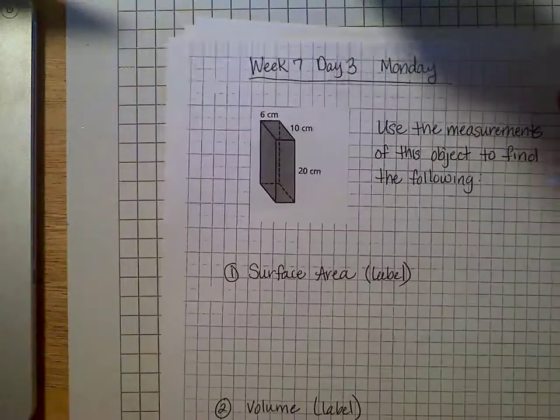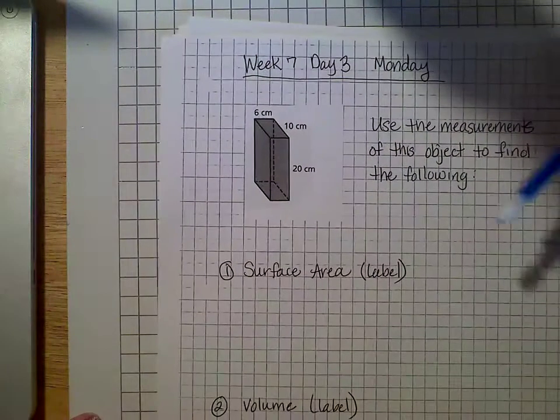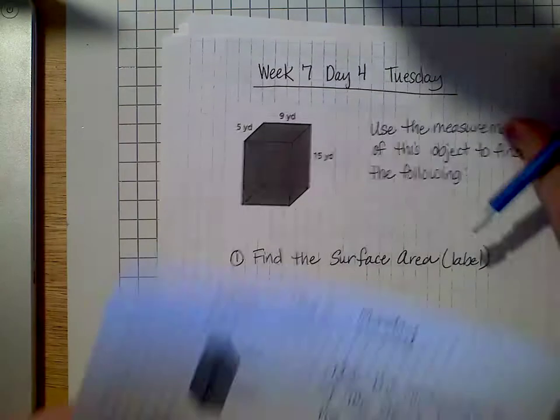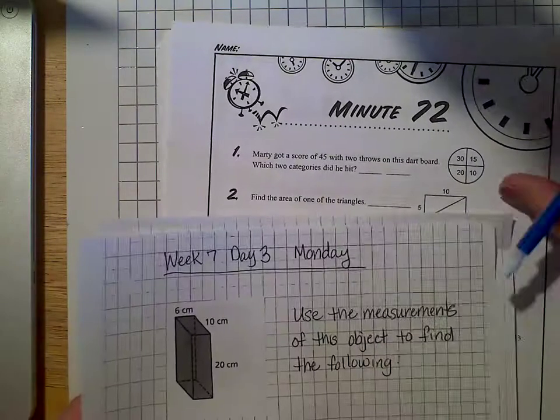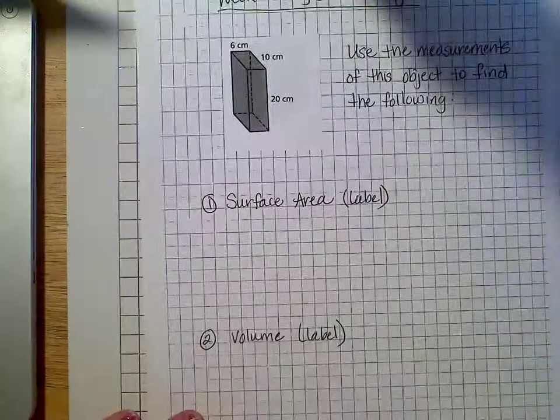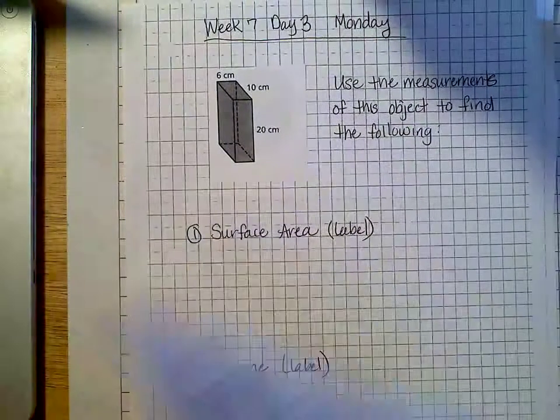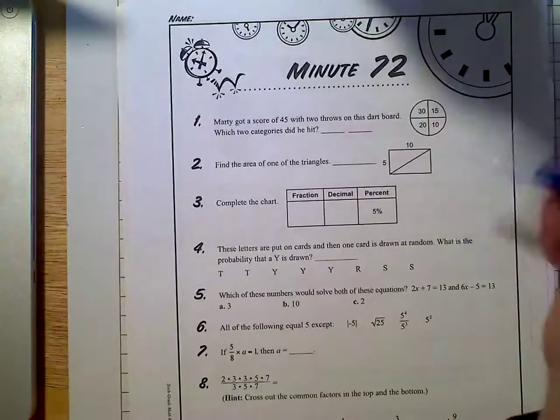Alright, so this is for week 7, day 3. We have 2 lessons together. We'll do the area and surface area and volume, but first we'll do our minute 72.